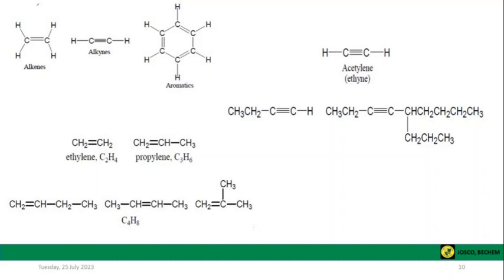Whether it contains a double bond or a triple bond. Going a step further, can you identify the positions of the double bond and then the triple bond? Again, can you name those compounds?